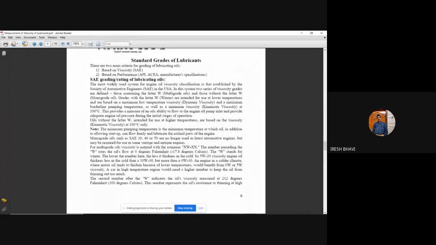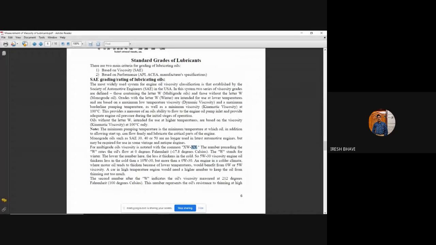Hence, multigrade oils are used in automotive engines, which are having names like this. SAE means it is an SAE rating, XWXX, that is 20W40. The number preceding the W rates the oil at 0 degree Fahrenheit. This X is the winter rating. For example, SAE 20W40, what does it mean? 20 is the rating for winter and 40 is the rating for summer, which can hold good everywhere, in Bijapur also and also in Delhi, which is a multigrade oil.